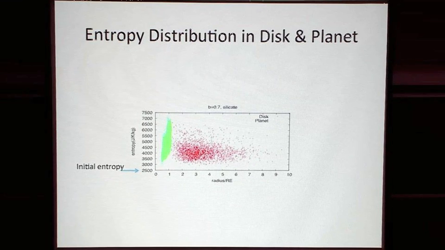So the disk is actually 10 to 20% vapor because of these very high entropies. And of course, the highest entropy of all occurs in the outer region, as you might expect, because that's the part that's most heavily shocked.